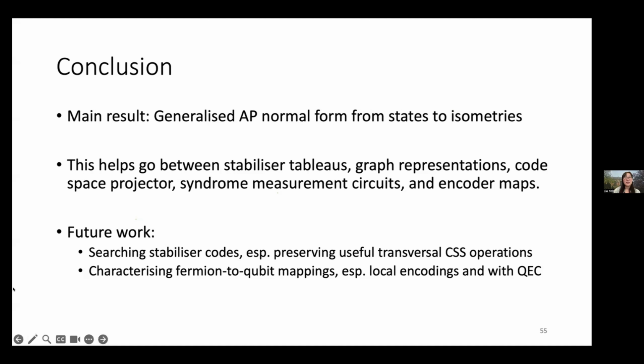You can also look at other places where Clifford isometries are used. That doesn't necessarily have to be quantum error correction. So for example, we were thinking about this for fermion to qubit mappings, especially because local encodings are also isometries, where the stabilizers help shorten the length of the fermionic operators that are encoded into qubits.